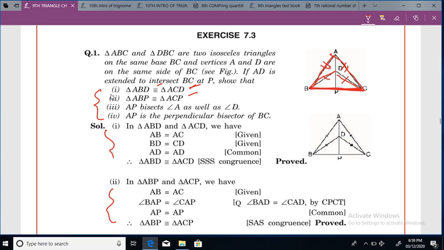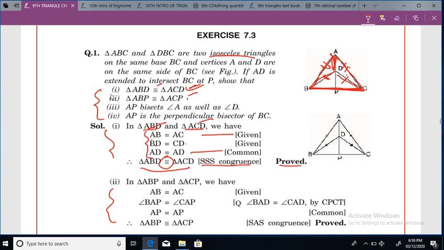First one, we take triangle ABD and triangle ACD. In this, AB equals AC. Why? Because it is given that they are isosceles triangles. BD equals CD, this is also given here. Next, AD is common for both triangles. So, three sides, as per the SSS congruency rule, these two triangles ABD and ACD are congruent to each other. This first one is proved.